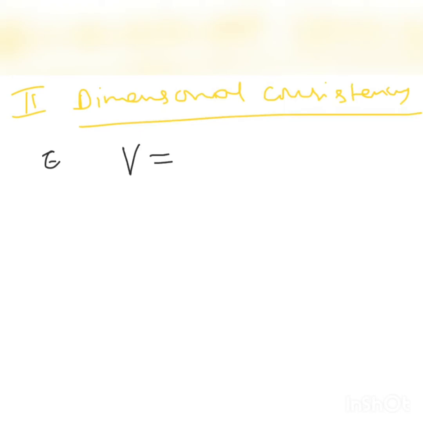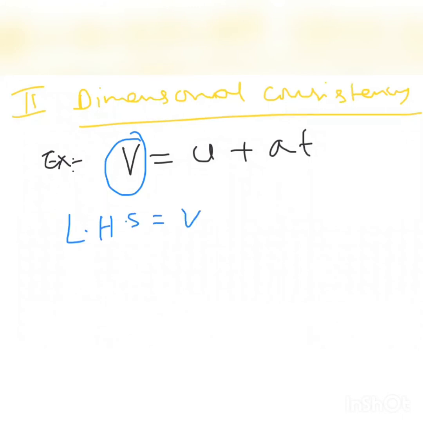For example, V is equal to U plus AT. Is it dimensionally correct or not? First you take the LHS. What is the LHS term? We have V, which means velocity. What is the dimensional formula? Yes, the dimensional formula we got is L1 T power minus 1.